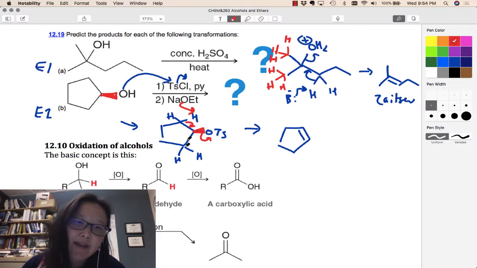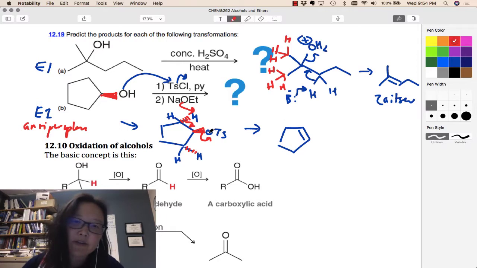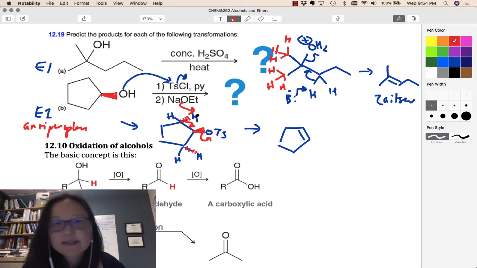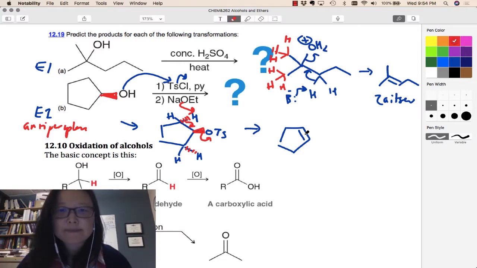But now if I have a choice, this is E2, and some of you might remember the term antiperiplanar. So that just means that it takes the hydrogen that's anti to the leaving group. So if you had a choice, it would be the anti one. It still doesn't really matter, though. It's still going to give you this product, but it's just good to review those fine details and mechanistic points.